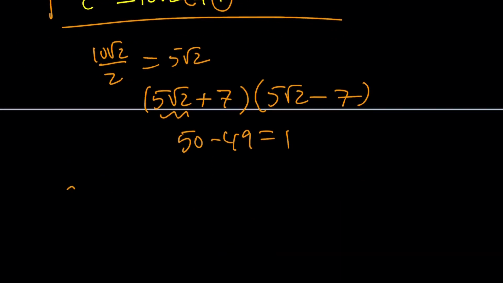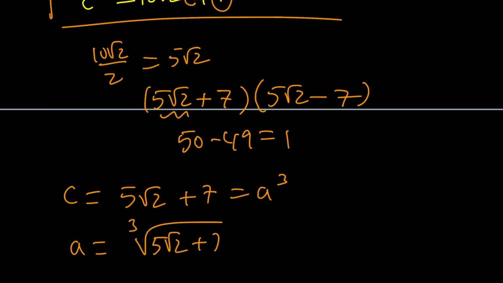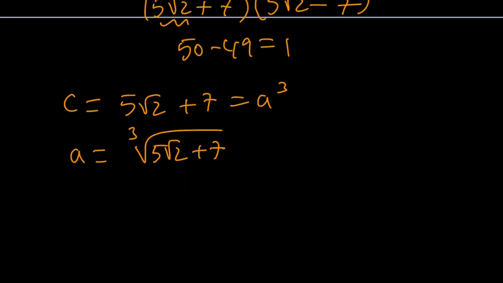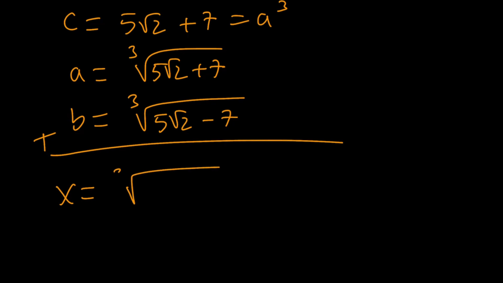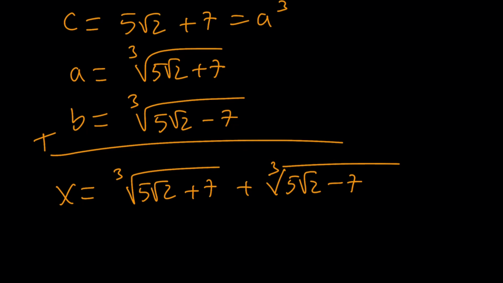One of the c values is 5 root 2 plus 7, and I can take that to be a cubed. So from here, a becomes the cube root of 5 root 2 plus 7. And then the other c value, I can set to be b cubed. Again, those values are interchangeable. It doesn't matter, because their sum is going to make up x. Remember that? So x is going to become the cube root of 5 root 2 plus 7 plus the cube root of 5 root 2 minus 7. Notice that these are conjugates. Of course, their cube roots are also conjugates. Therefore, when they're added, some terms are going to cancel out. The $1 million question is, what is the cube root of 5 root 2 plus 7, and what is the cube root of 5 root 2 minus 7? If you can find one of these, obviously the other one is going to be its conjugate.